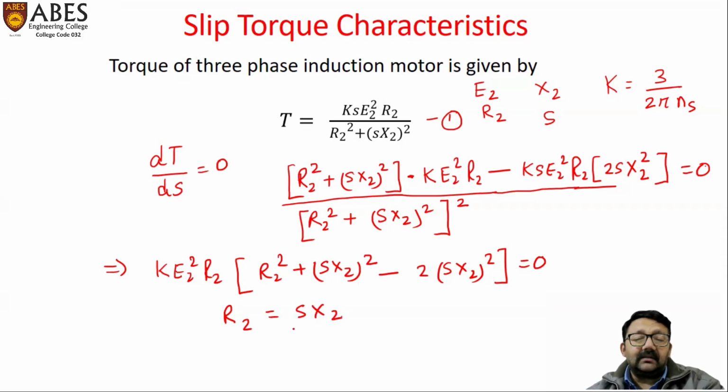Or we can say that torque in an induction motor is maximum at a slip which is given by Sm equals R2 upon X2. This Sm is known as the slip corresponding to maximum torque. This is an important value of slip, and this is the slip at which the torque is maximum.